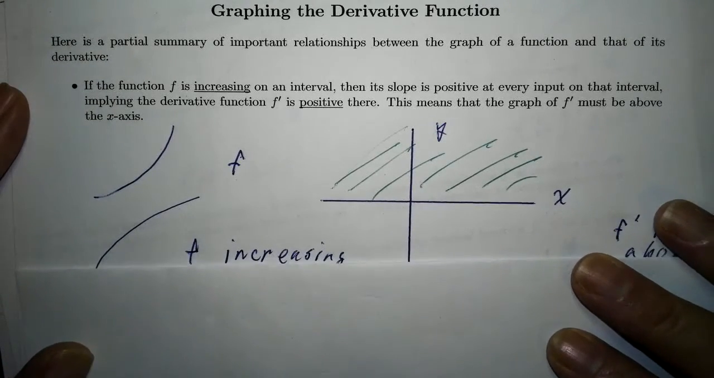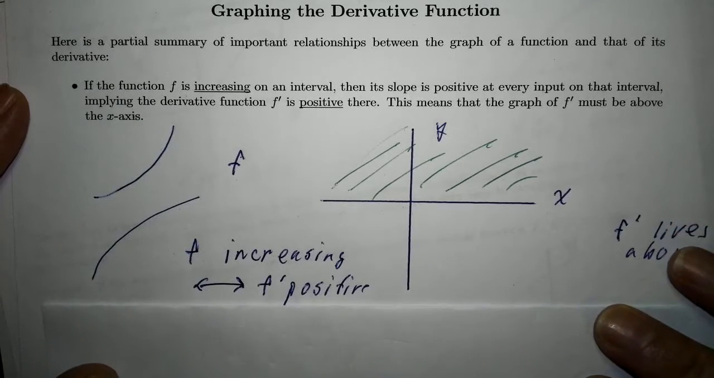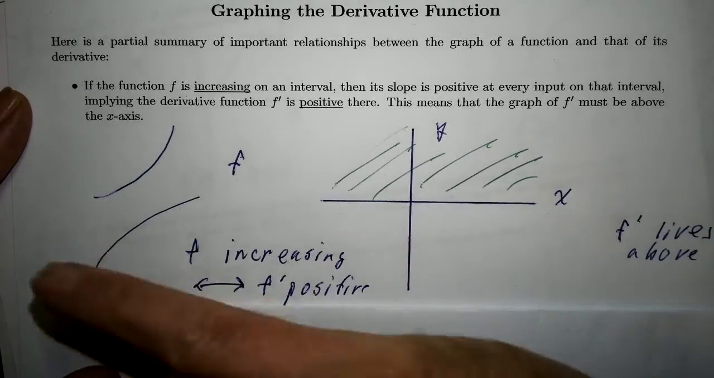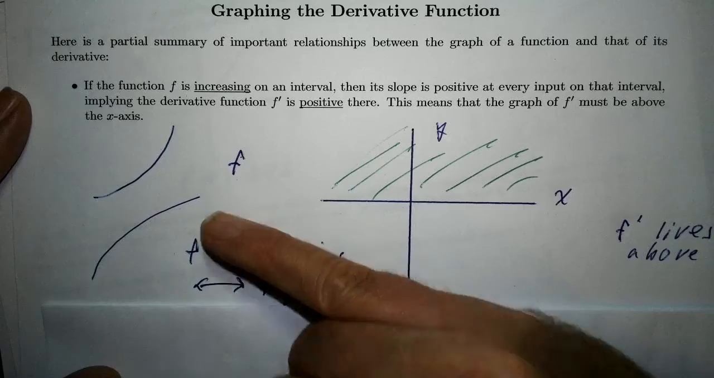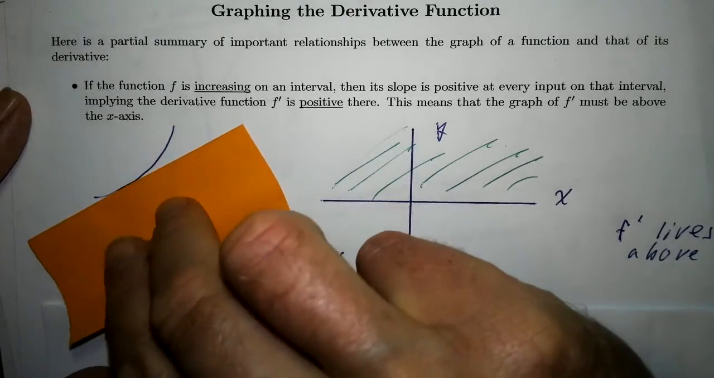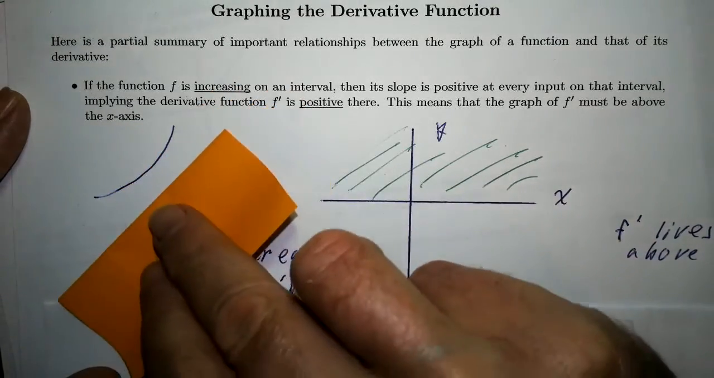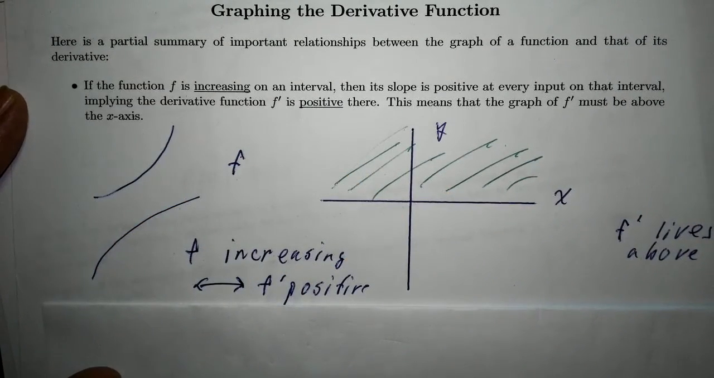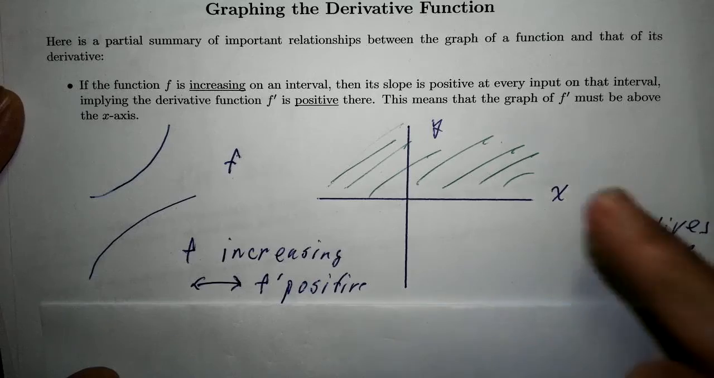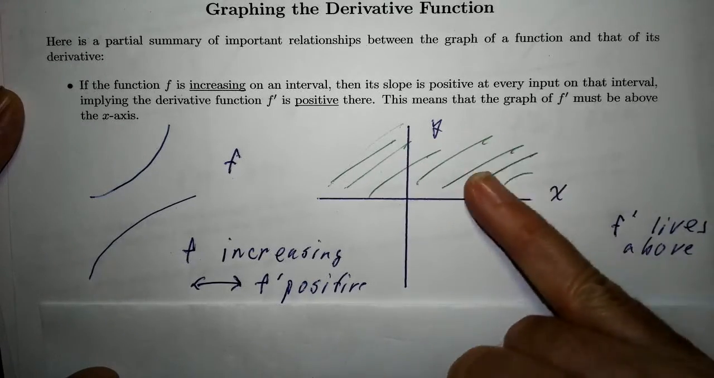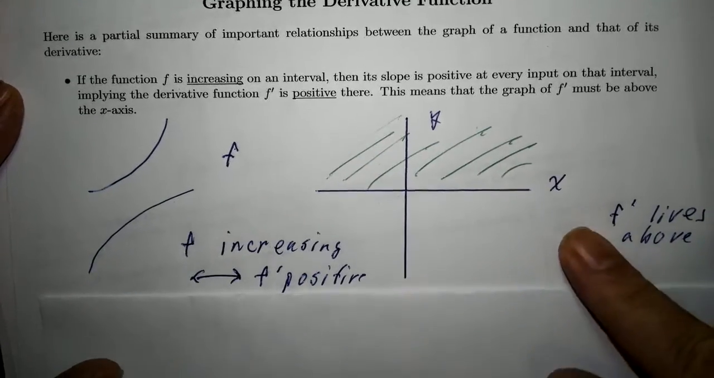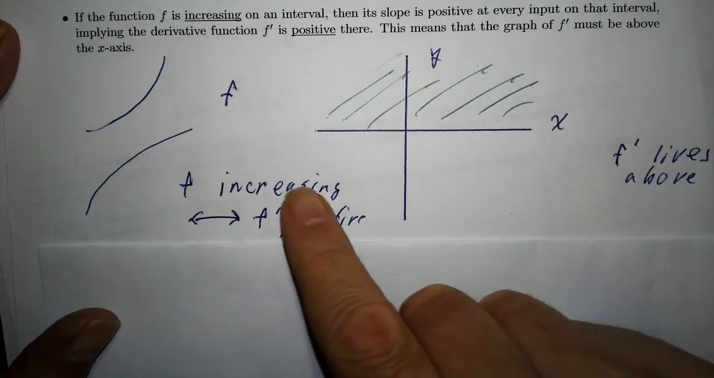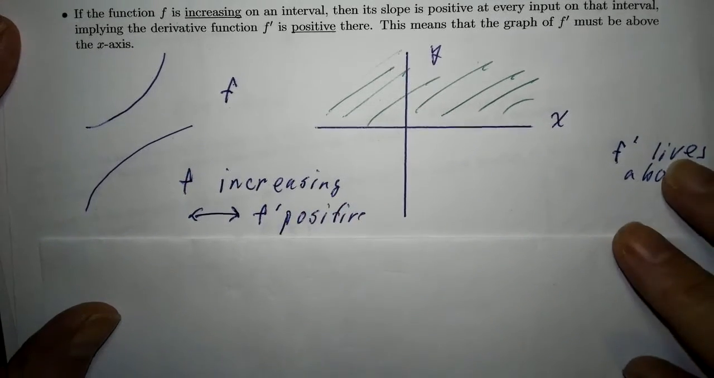So let's say we have a function that's increasing. Maybe the function looks something like this, maybe the function looks something like that. In both cases, if I draw a tangent line to the curve, the tangent line will always have a positive slope. But the slope of the tangent line is just the derivative. So that means the derivative function is always positive, which means the derivative graph, whatever it looks like, has to live above the horizontal axis. So f is increasing means that f prime is positive.